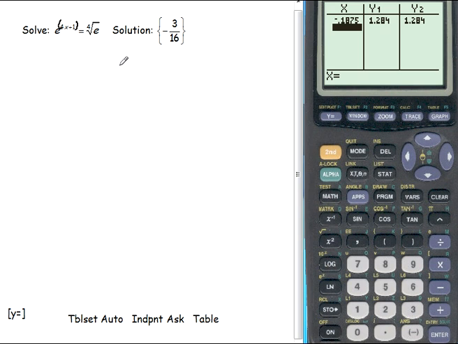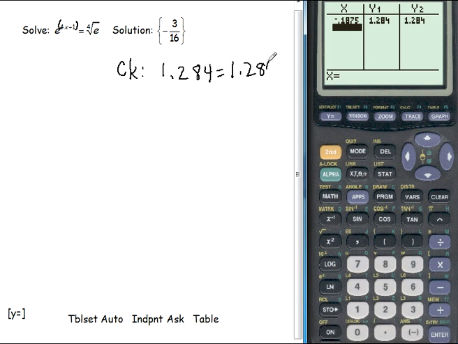Our check is, when we put that value in, 1.284 equals 1.284. The left and right sides are equal, so we do know that that solution is valid.